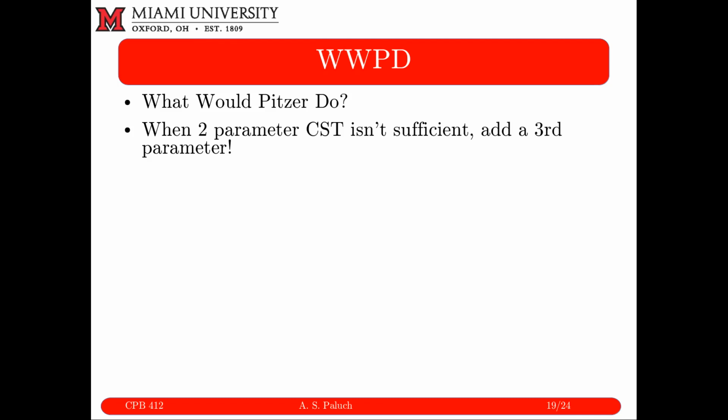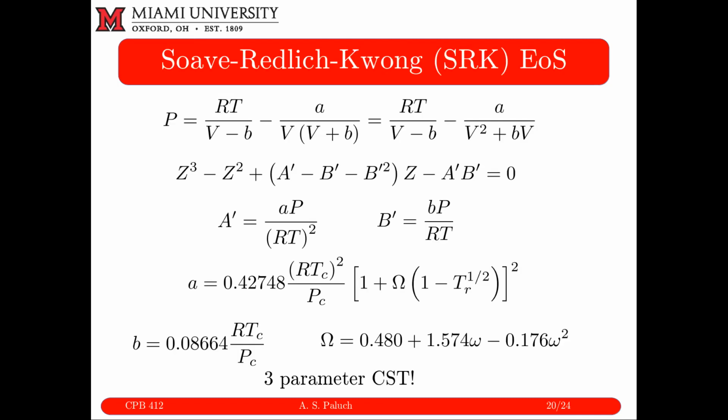So, what would Pitzer do? When a two-parameter corresponding states theory is insufficient, add a third. If you recall, the parameter that Pitzer added was the eccentric factor, omega, and that's what has essentially evolved since then. We had the van der Waals equation of state, a two-parameter corresponding states theory. The next equation we'll talk about is the Soave-Redlich-Kwong, SRK, equation of state.